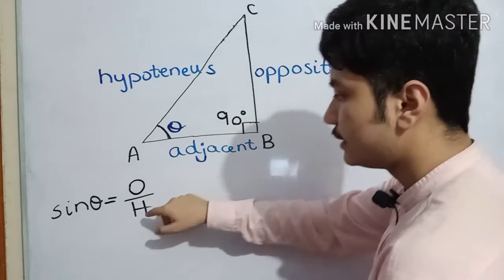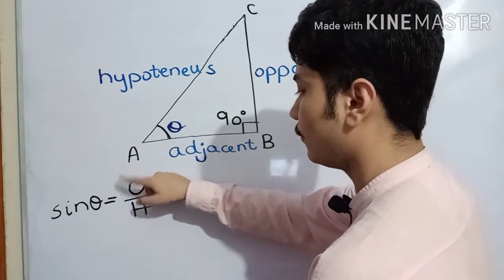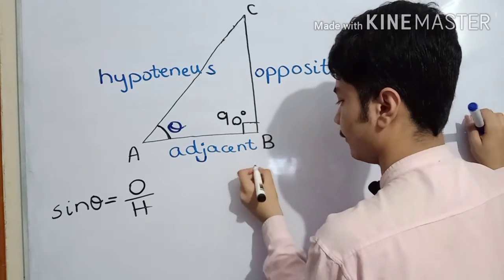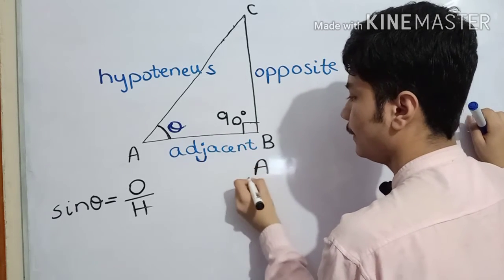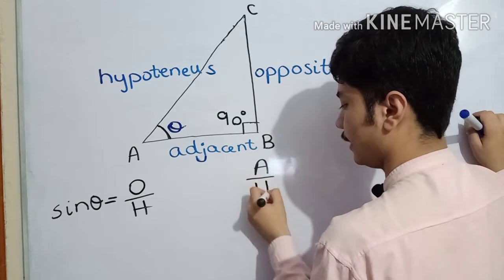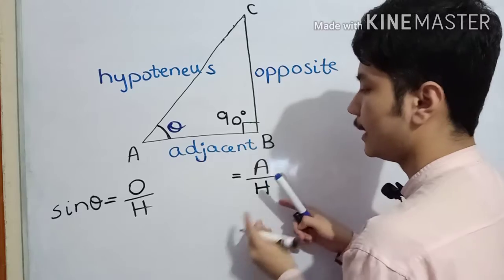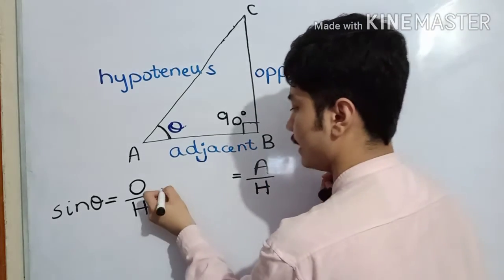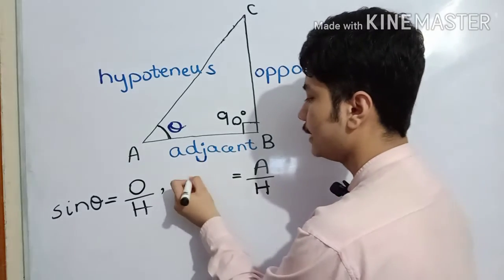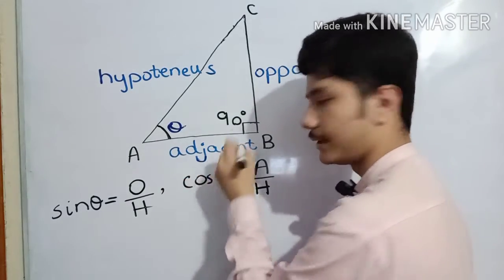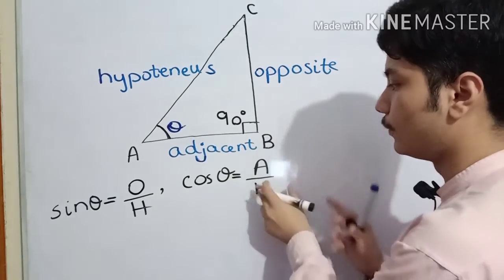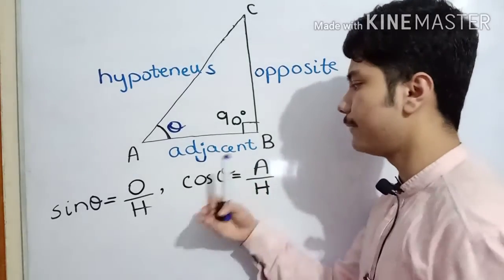Similarly, instead of opposite, if I use adjacent, denoted by A, and divide it by hypotenuse, it will not be sine theta, but cos theta. Cos theta equals adjacent over hypotenuse. Now we just have to give them names.